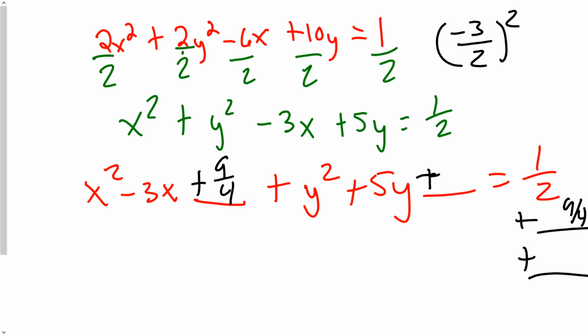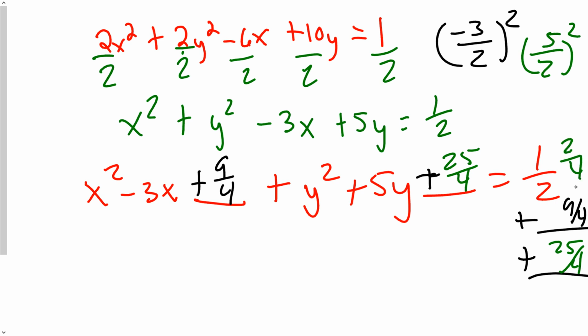And then our second b is 5, so 5 over 2 quantity squared, which is 25 over 4. So 25 over 4, 25 over 4. Now if I just switch this 1/2 to 2/4, then I have a common denominator on these, and I can add them all together. So we get 2 and 9 is 11, 11 and 25 is 36.